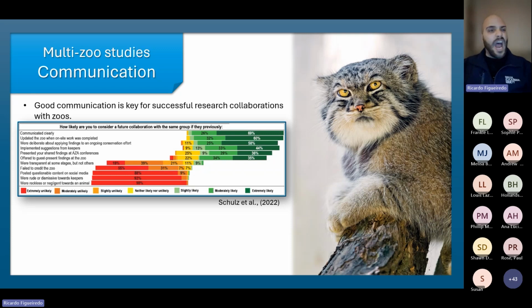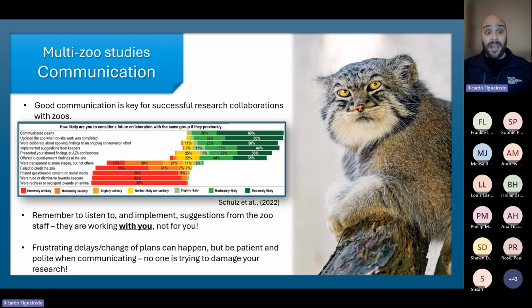So it's about having respectful conduct, being considerate of our partners and communicating effectively with them. And again, listen and implement the suggestions from the zoo staff. And always remember, the zoo staff are working with you, not for you. This is very, very important to remember. I know there are times where you may be prioritizing your project, but it's very, very important to make sure that you bring in your zoo partners, the zoo staff you're working with, on board with the entire process.